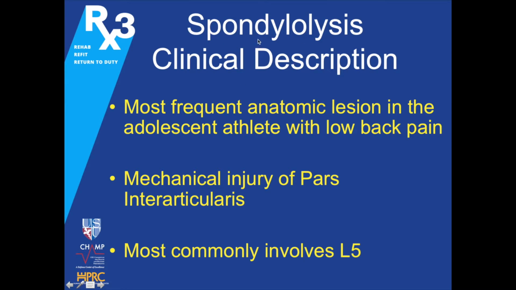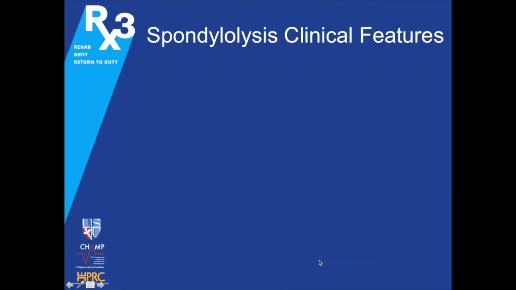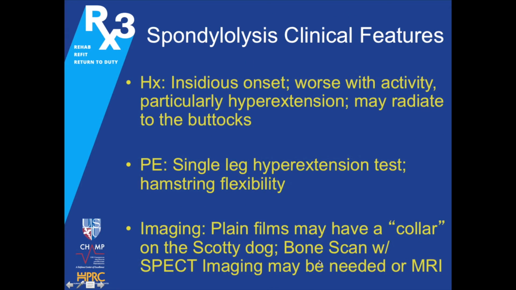So the clinical description for spondylolysis is the most frequent anatomic lesion in the adolescent athlete with low back pain. And again, it's a mechanical injury of the pars interarticularis, and most often happens at L5. So some of the clinical features are an insidious onset, worse with activity, and particularly in hyperextension, and the pain can radiate to the buttocks.